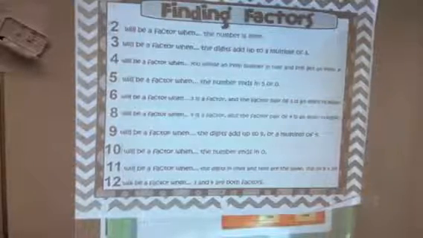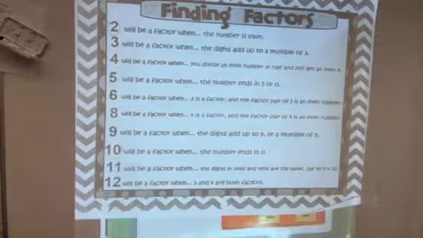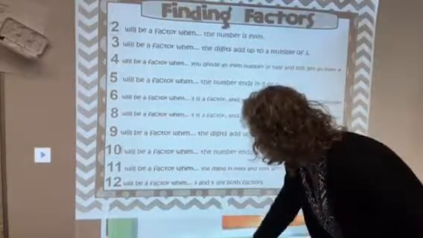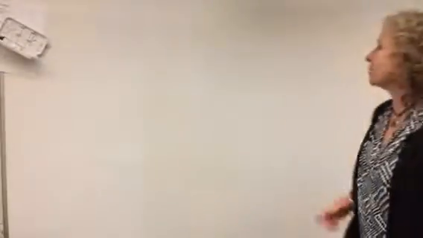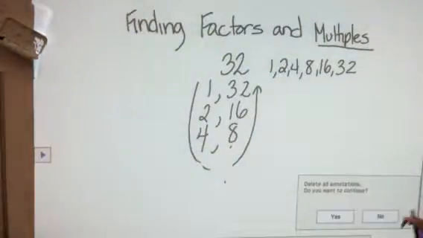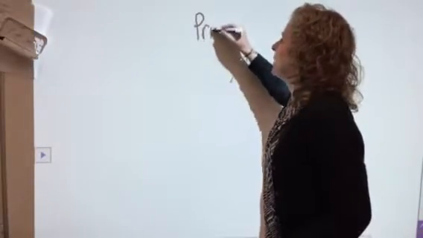We're going to talk about prime and composite numbers. Again, the Finding Factors paper that you have in your math folder is going to be helpful to you. So you want to make sure that you have that handy when you're figuring out prime and composite numbers. When we do our prime and composite numbers, we've done this in the morning work.